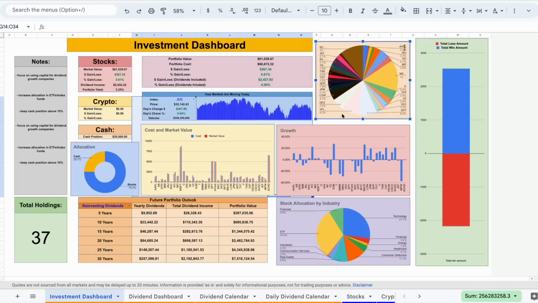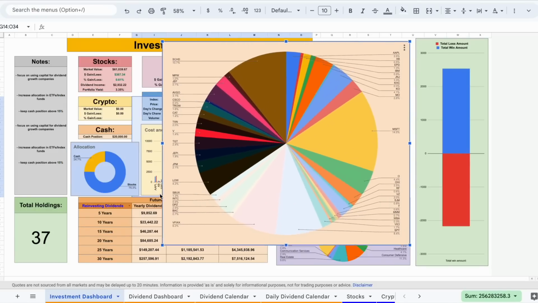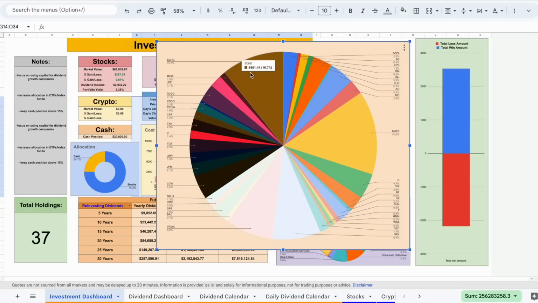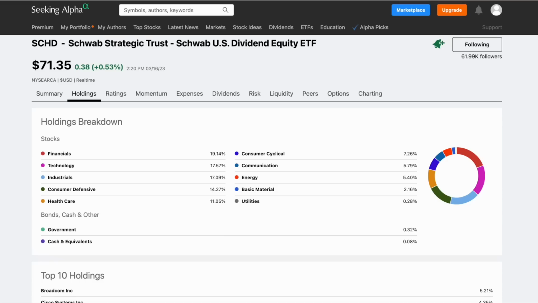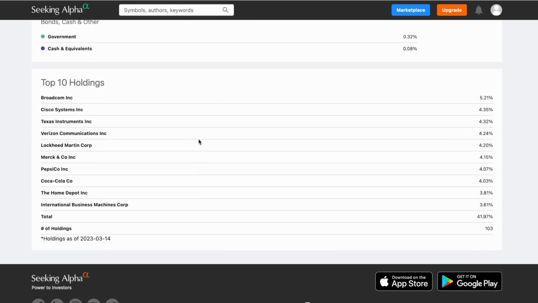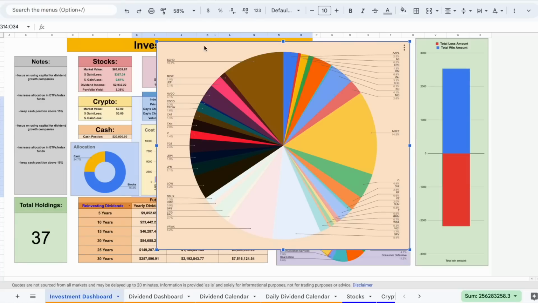Let's go ahead and look at the individual stocks and look at that example as well. Again, SCHD is close to 11%, but if we jump back over to Seeking Alpha and scroll down, look at these top 10 holdings. We can see the number one holding is Broadcom. It makes up about 5.21% of SCHD, but this is actually a stock I have in my dividend portfolio as well. You can see right here, Broadcom, AVGO, makes up about 3.1% of my dividend portfolio.